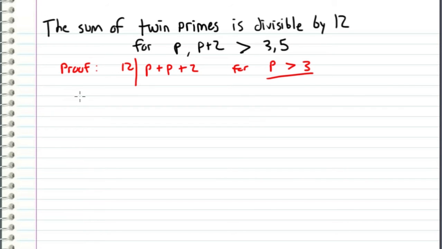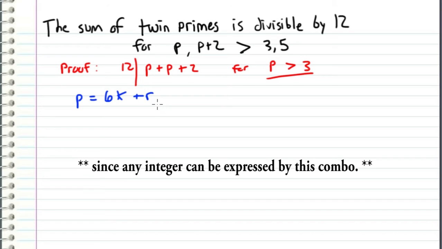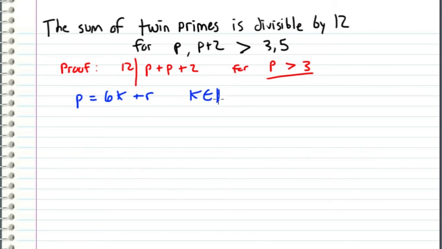So in order to prove this, I'm going to express this prime p in terms of an arbitrary integer k and another arbitrary integer r, where k will be an element of the natural numbers and also greater than 0, and r will be an integer that can take on the values -1, 0, 1, 2, 3, and 4.